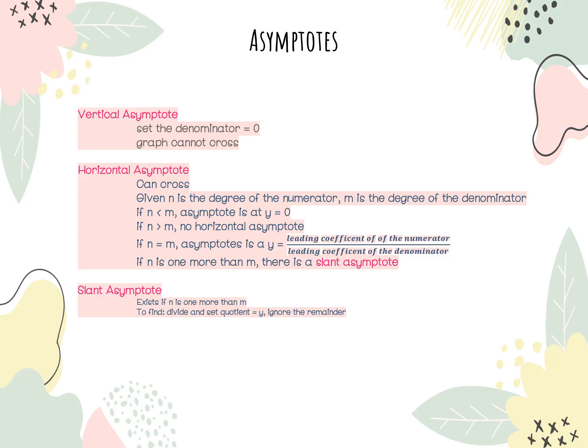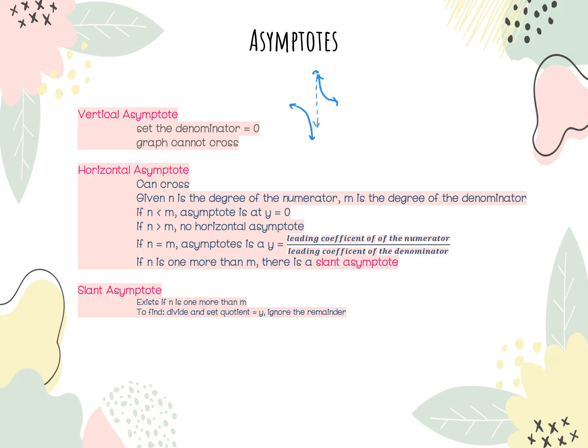So again, I said the vertical asymptote is the imaginary vertical line. So maybe something like that your graph approaches but never touches, right? Again, it can go super, super close. Maybe something like that, and then it'll level out and then maybe go super, super close, something like that. So that's an example of a vertical asymptote.